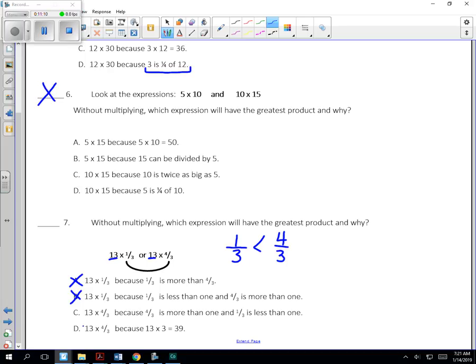Or part D, because 13 times 3 is 39. Again, we're not even multiplying 13 times 3. That has nothing to do with it. But if you look at the answer given, it wasn't the reason that we used to compare the fractions. But if you look at 1/3 here and 4/3 here, 4/3 is greater than 1 and 1/3 is less than 1. Therefore, the answer would be C.